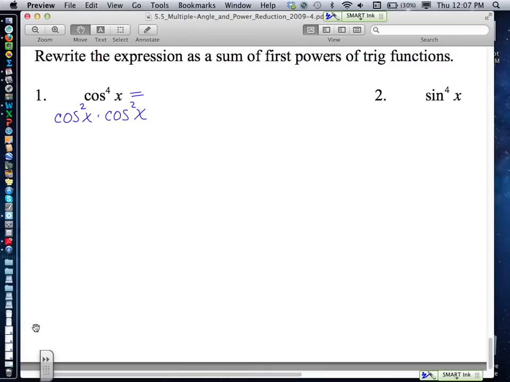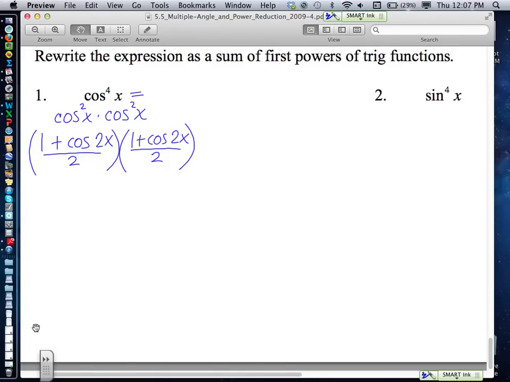All right, so cosine squared, we're going to replace this with 1 plus cosine. The power goes down by 1, but what happens to the angle? Doubles, right? So now that's going to be cosine 2x over 2, and then another 1 plus cosine 2x over 2.